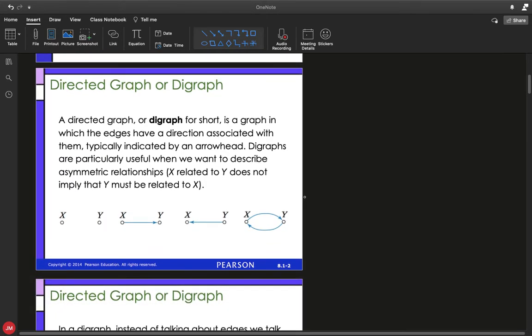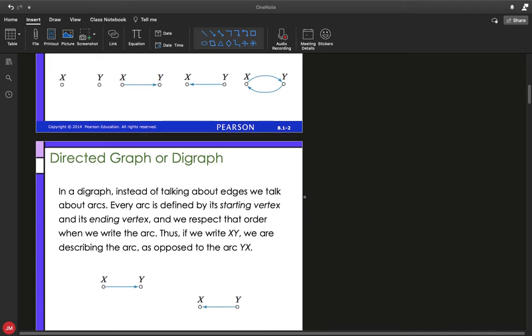As we do so, we're going to have a new type of graph. It's going to have a lot of the same features as our graphs that we've seen before, but this one's a little bit special. It's what's called a directed graph, or sometimes abbreviated a digraph. So a digraph is a graph where the edges have a direction associated with them. Usually we use an arrowhead to indicate that. They're most useful when we want to describe asymmetric relationships. That x is related to y does not necessarily mean that y is related to x.